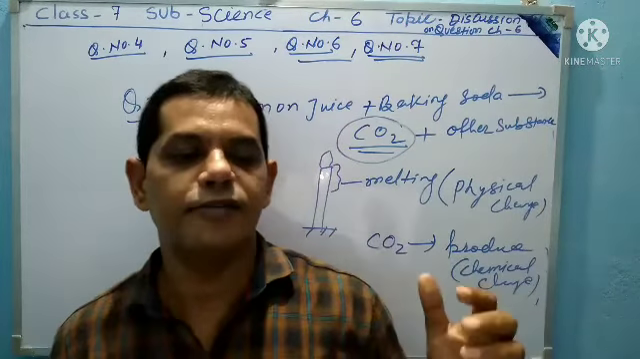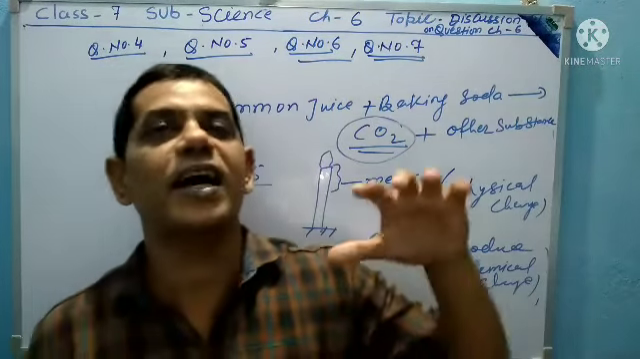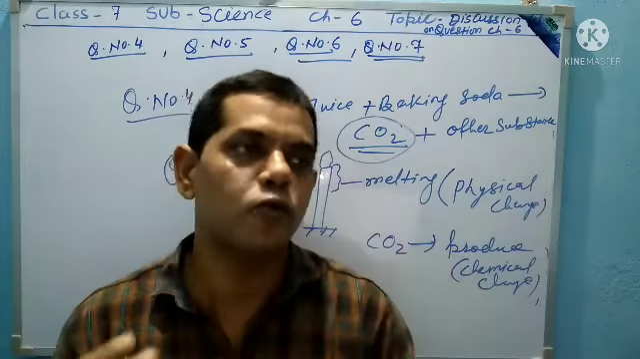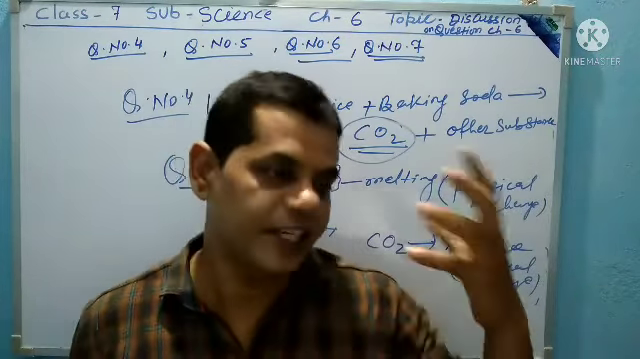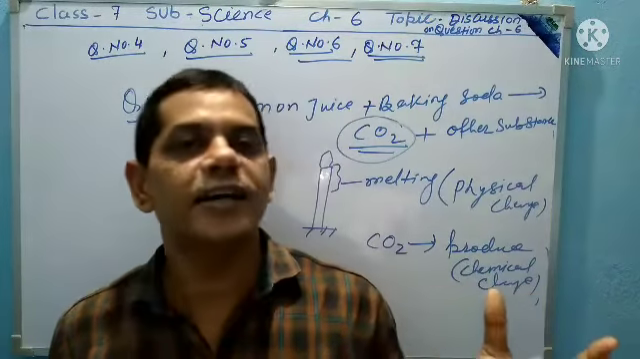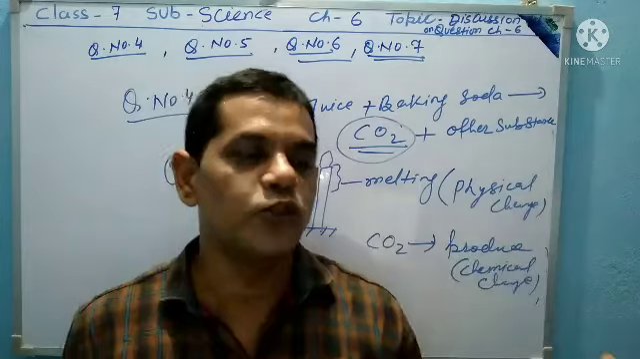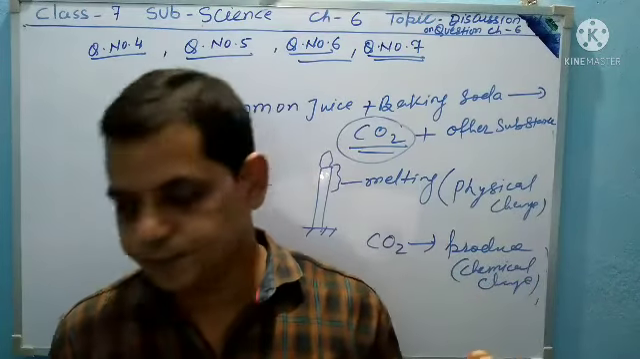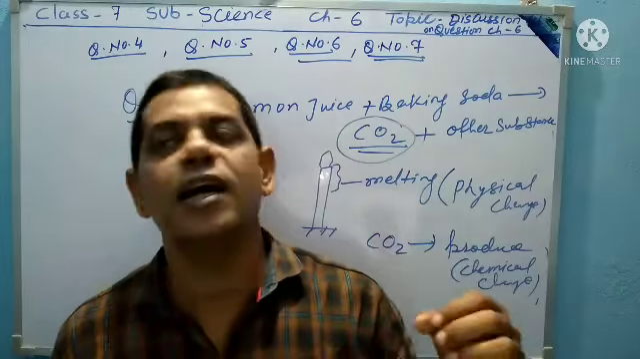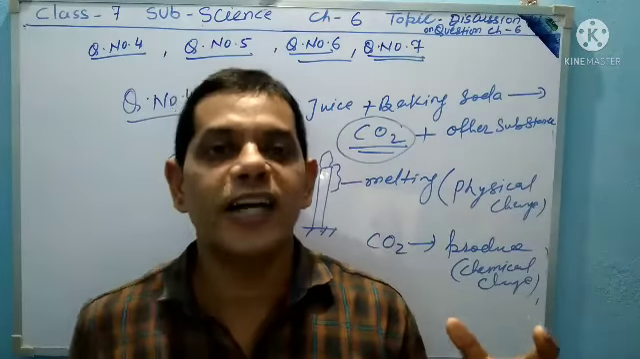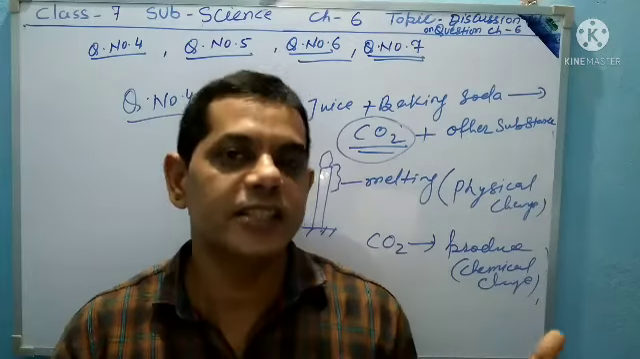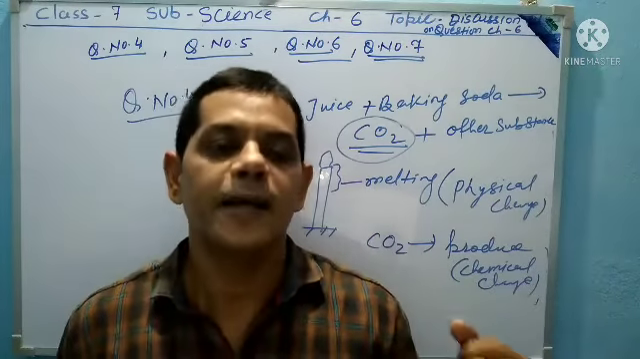Now in question number 5, one more familiar example is the digestion of food. Our food changes its physical shape in our stomach, and the digestion process, with the secretion of enzymes and acid, is a chemical change. So eating is a physical change, and when it is digested, that is a chemical change.